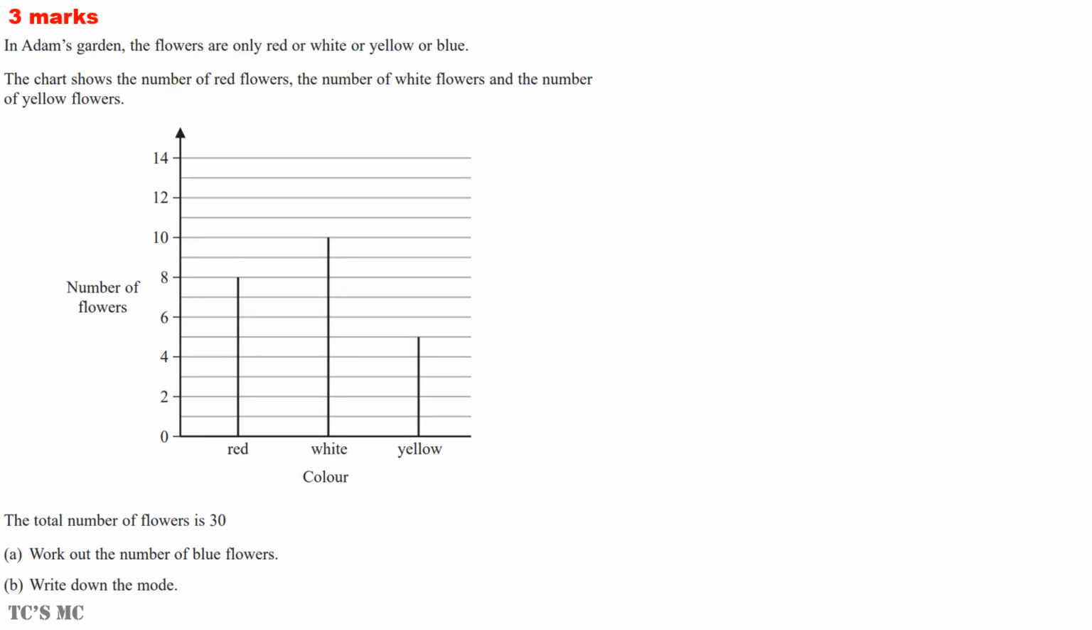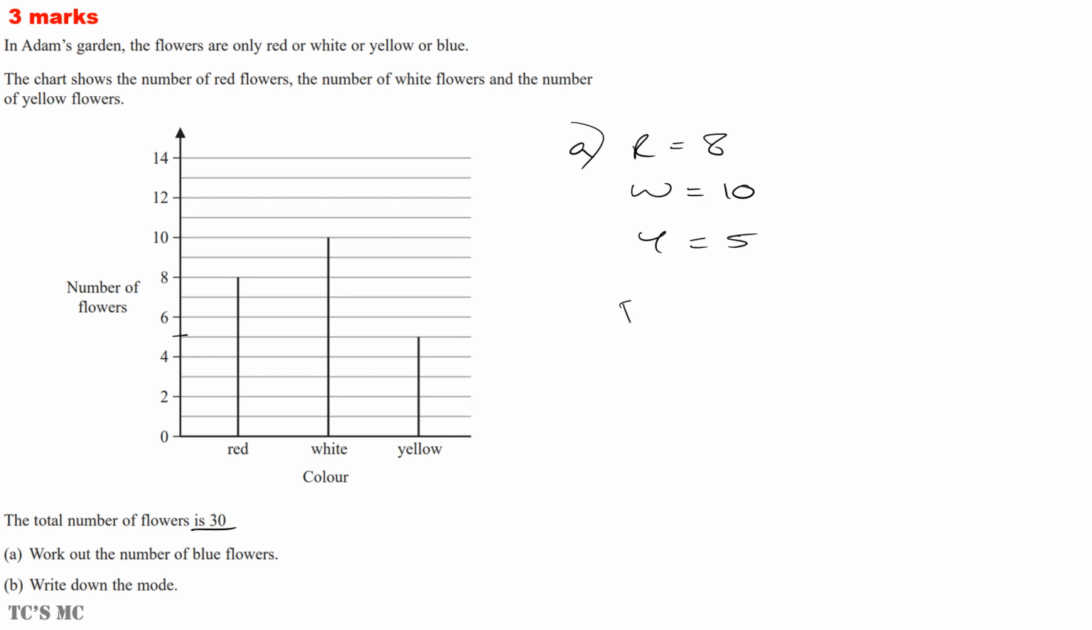In Adam's garden, the flowers are only red or white or yellow or blue. The chart shows the number of red flowers, the number of white flowers, and the number of yellow flowers. The total number of flowers is 30. Work out the number of blue flowers. So I'm going to list out what I have. I've got red is 8, white is 10, and then yellow is halfway between 4 and 6, so 5.